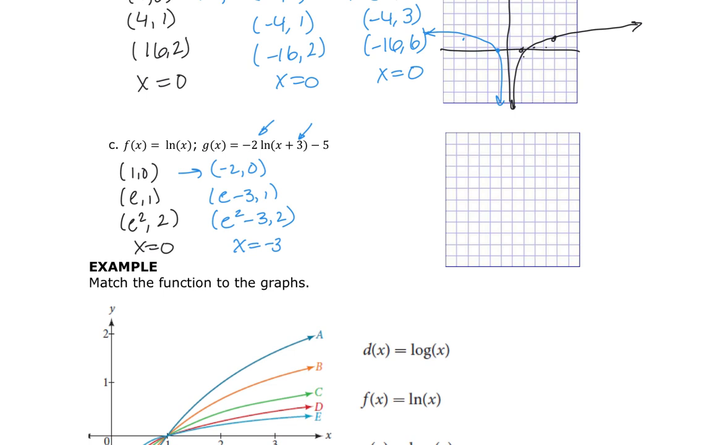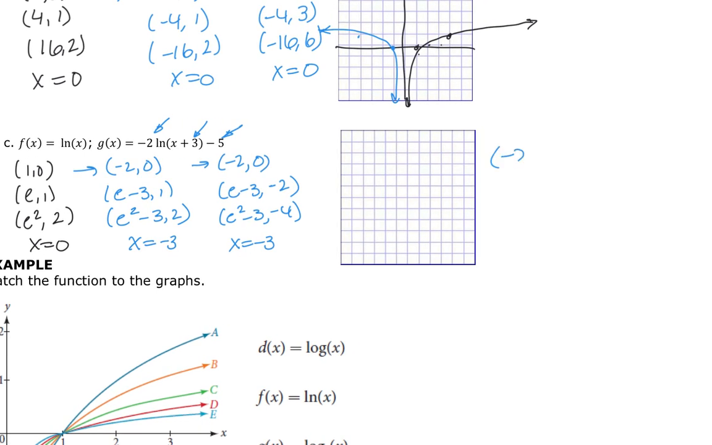This is going to take all my y's and multiply by -2. So (-2, 0), (e minus 3, -2), (e squared minus 3, -4), and this is still x is equal to -3. This takes all my y's and subtracts 5, so I'm just going to come over here. (-2, -5), (e minus 3, -7), (e squared minus 3, -9), and this is still x is equal to -3. And I will let you graph those two.